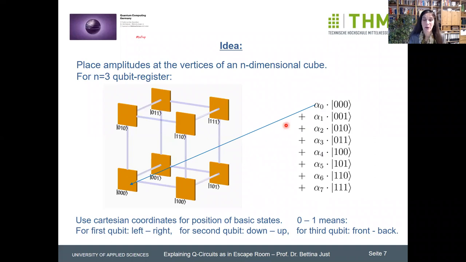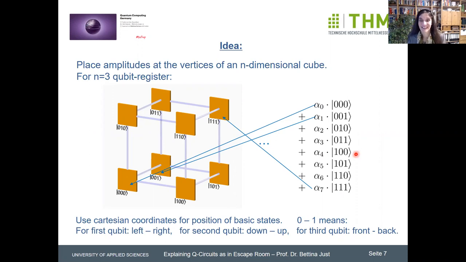And this is how we put the amplitudes to these squares. These squares are, at the moment, blank squares. They have side length one and therefore also area one. Alpha zero goes here. Alpha one goes to zero, zero, one, and so on. Alpha seven goes to one, one, one. And if you want, you can look at alpha four. Where goes alpha four? It goes to 100.